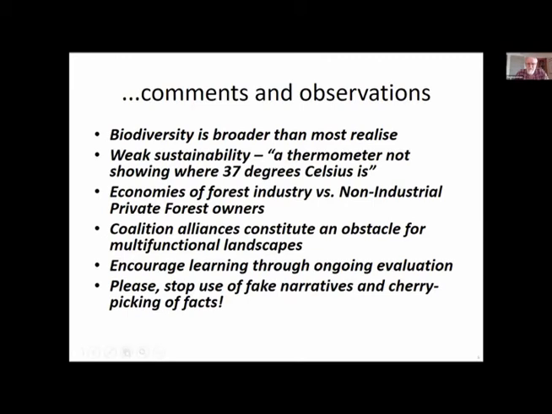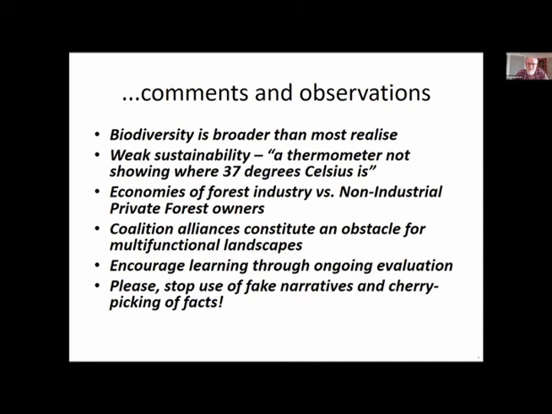Diversity is much broader than most realize, and it has been stressed several times that it's not only about species or components or habitats or structures or about functions and processes, but it's about all these things. And actually, we've heard the word resilience a few times, and actually this is the most important aspect, and we don't talk very much about this, in fact.